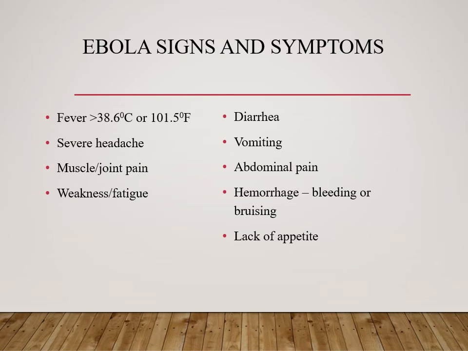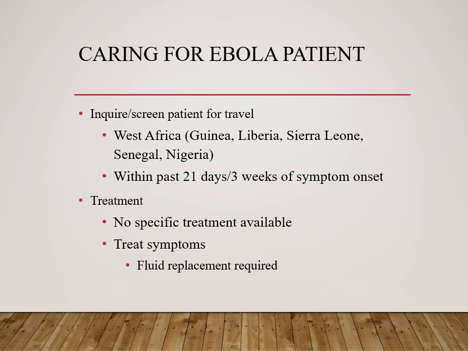Ebola signs and symptoms: fever, severe headache, muscle or joint pain, weakness and fatigue, diarrhea, vomiting, abdominal pain, hemorrhage, bleeding or bruising, and loss of appetite. Caring for the Ebola patient: inquire or screen the patient for travel to West Africa, Guinea, Liberia, Sierra Leone, Senegal, and Nigeria within the past 21 days, or 3 weeks, of symptom onset. Treatment: there are no specific treatments available for Ebola. You treat the symptoms and provide fluid replacement.